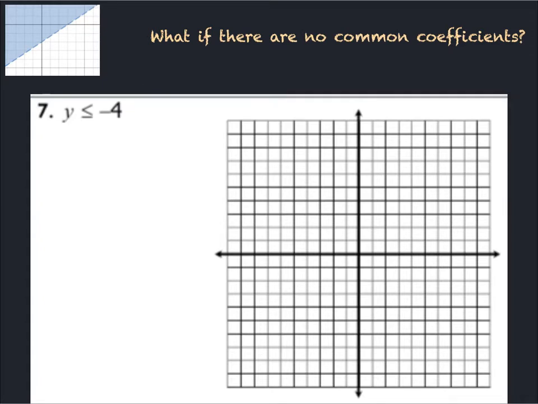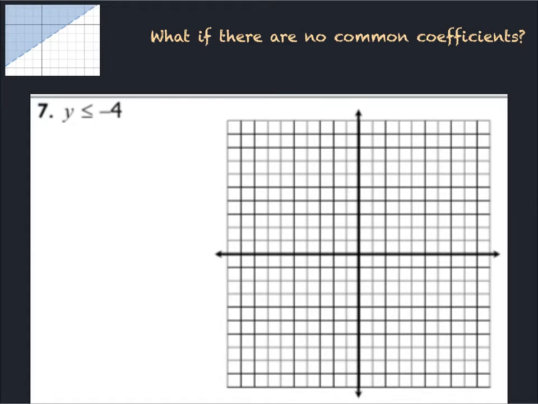So y is less than or equal to negative 4 would mean that we are going to have a horizontal line on negative 4. Because it's less than or equal to, it would mean that we would have a solid line on negative 4 and not a dashed line. And it's less than, which would mean that we would shade below.